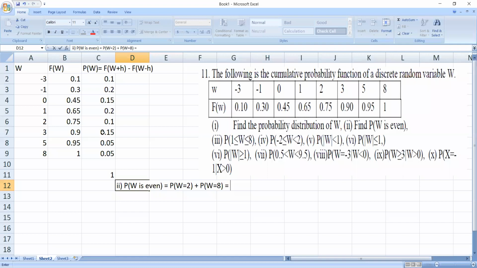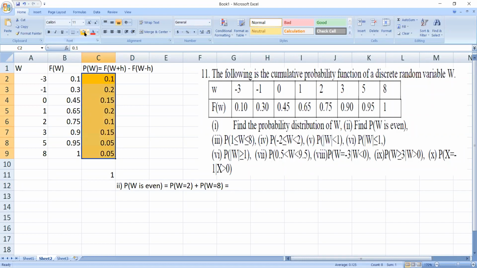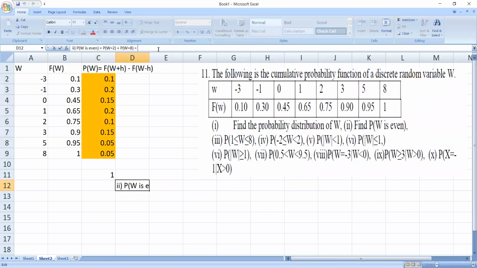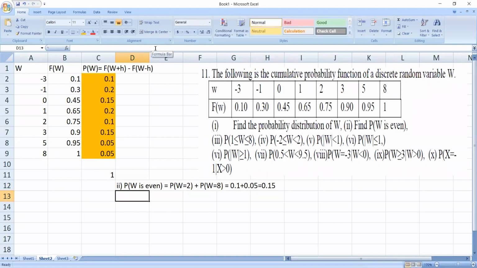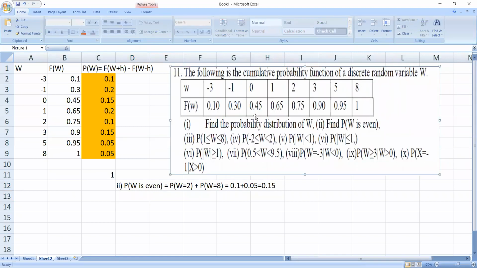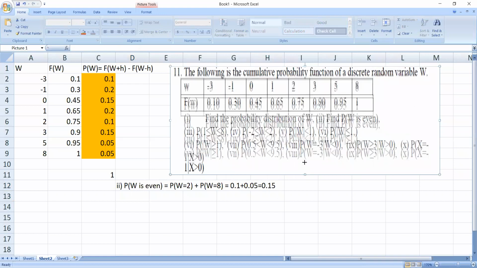And from the probability column, it is easy here to obtain the probabilities. So I'll be using the probabilities rather than the distribution function. So this will be equal to 0.1 plus 0.05, which comes to 0.15. So probability that W takes an even number value is equal to 0.15.